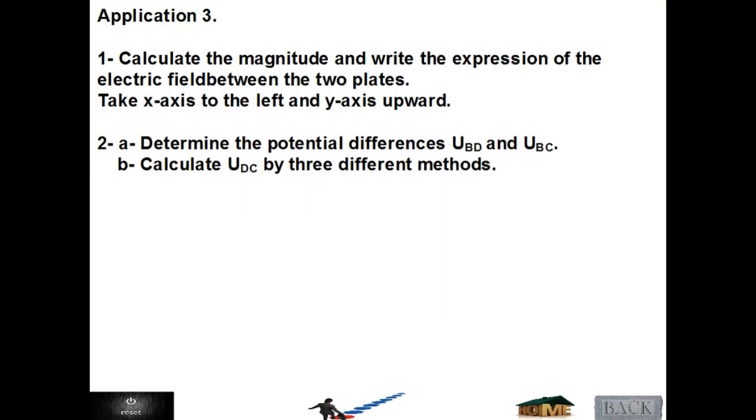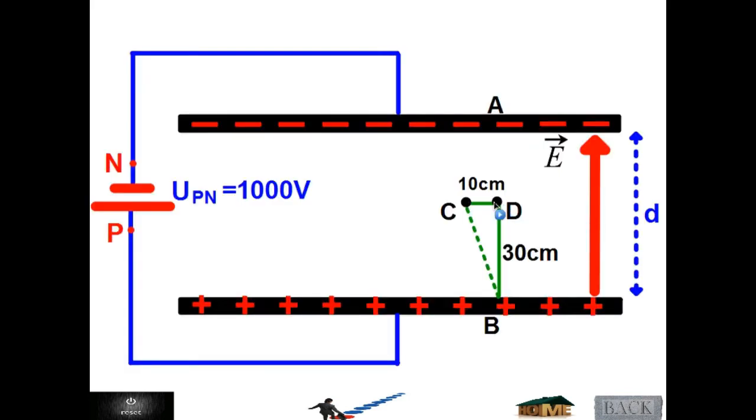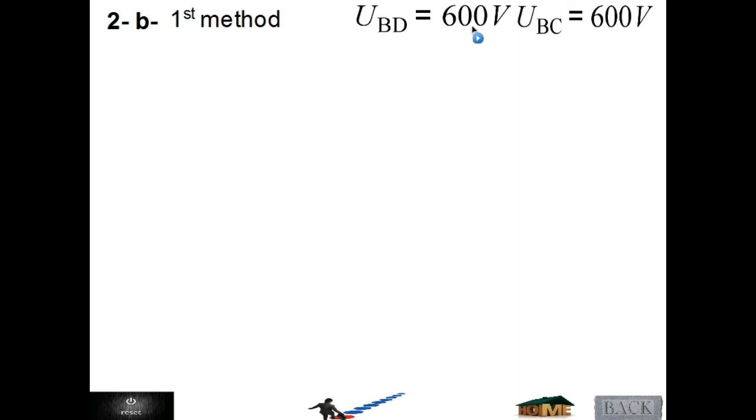Part 2b. Calculate UDC by 3 different methods. Here are the 2 points D and C. I want to calculate the potential difference between them. But as we noticed, they are equipotential, so the voltage must be 0. So we will calculate it by three methods. We already calculated UBD equals 600 volt and UBC equals 600 volt.